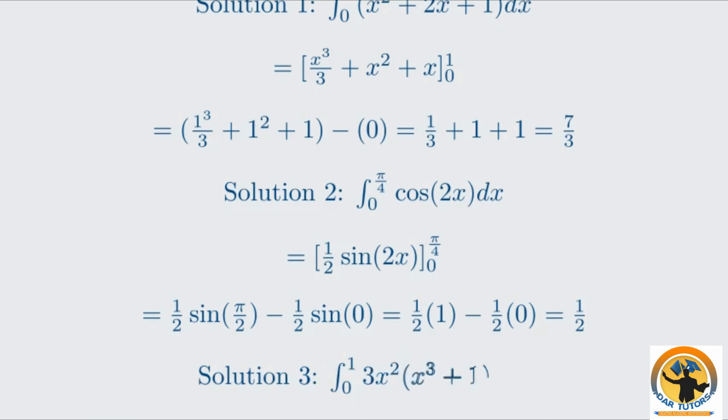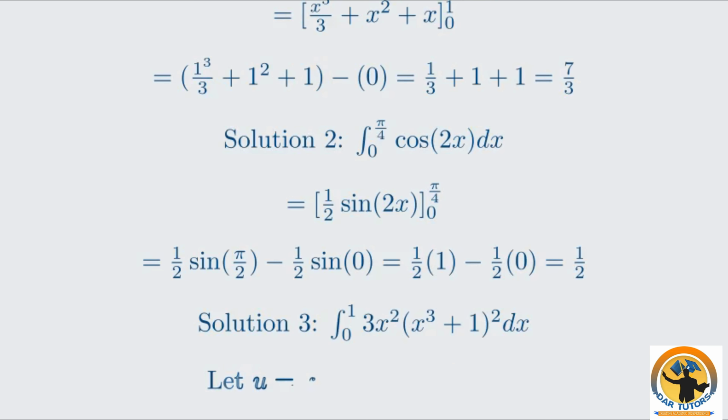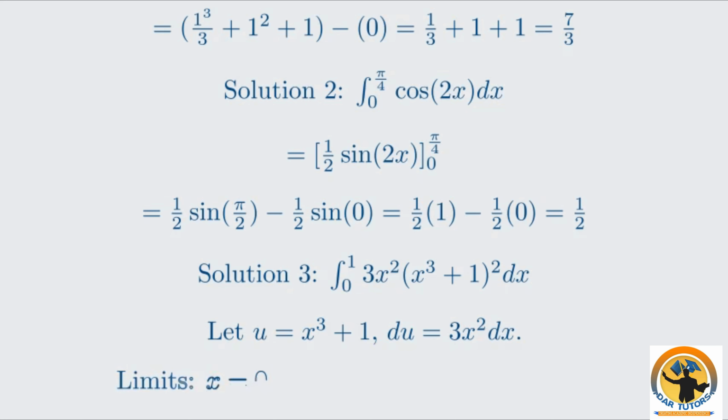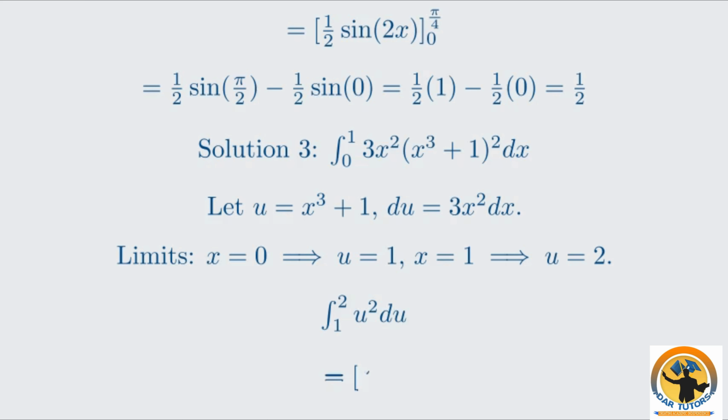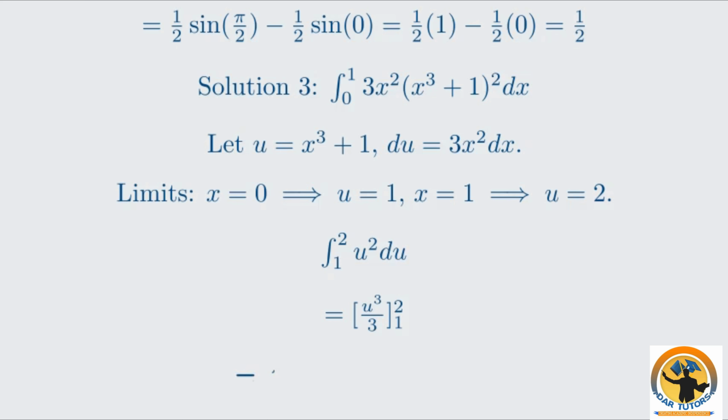For question 3, we let u equal x cubed plus 1. Then du equals 3x squared dx. The limits become u equals 1 and u equals 2. The integral transforms to the integral from 1 to 2 of u squared du. The antiderivative is u cubed over 3. Evaluating from 1 to 2, we get 8 over 3 minus 1 over 3, which is 7 over 3.